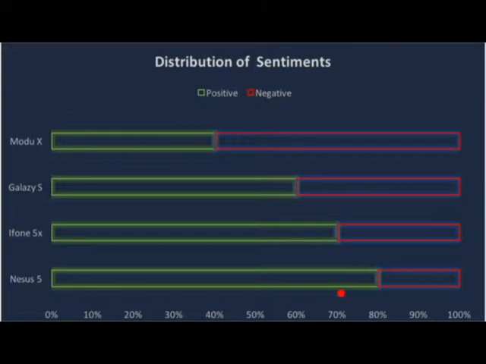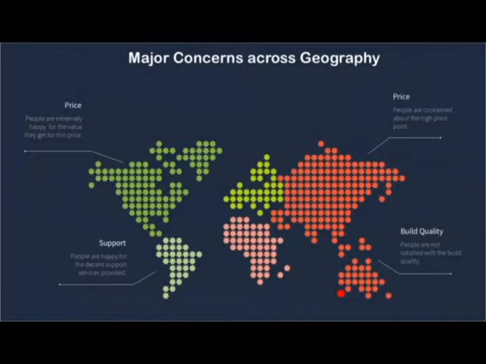Where you can compare your competition within a fraction of a second without even worrying about how my product is doing with the consumers. Now, what if you have one graph that tells about the different sentiments about different features across different geographies? Because this is really important today, because every other phone sells in different markets.